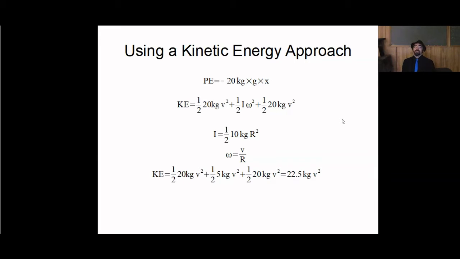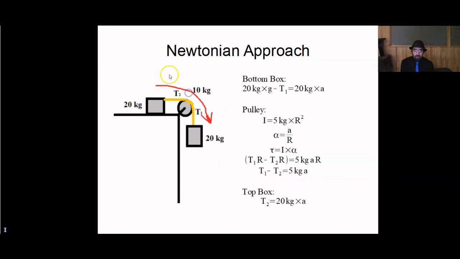Also called the Lagrangian approach, if you wanted to name it after a scientist. So we look at the potential energy of this whole system. The only thing here that has potential energy is the overhanging box, 20 kilograms times the height. Then there are 3 objects that have kinetic energies.